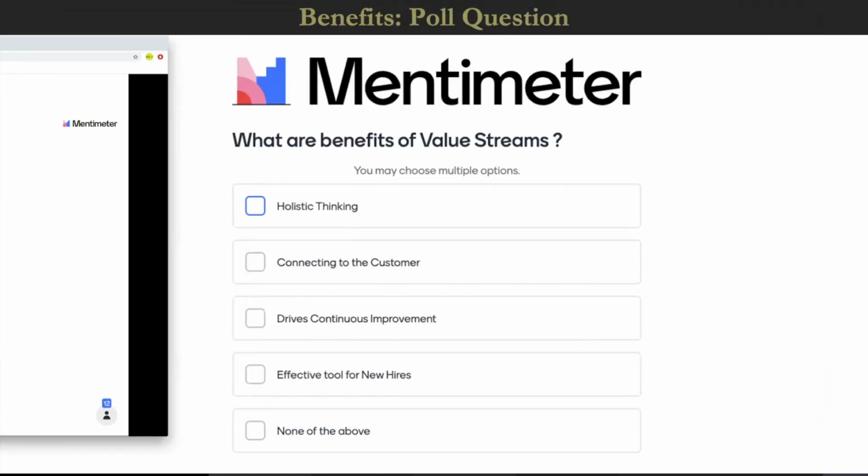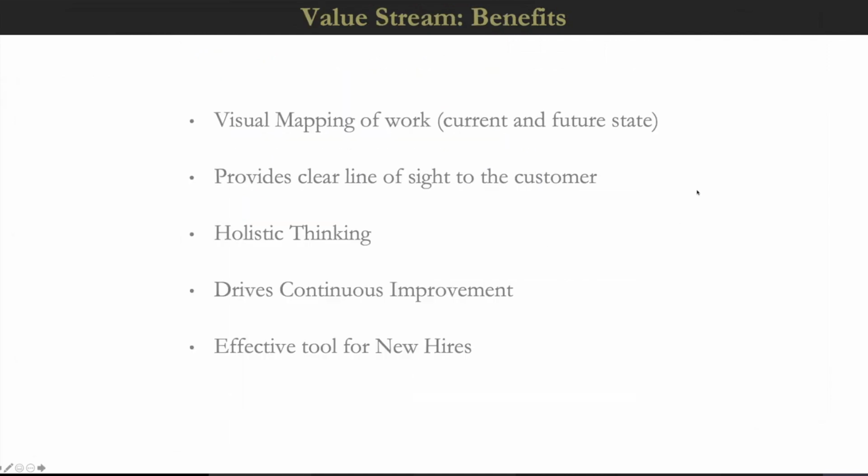Fantastic. So let's keep moving. Some of the benefits, and I think most of you picked it up. It provides a clear line of sight to the customer. It's a visual mapping of work, not just the current state, but the future state as well. It drives continuous improvement, effective tool for new hires.